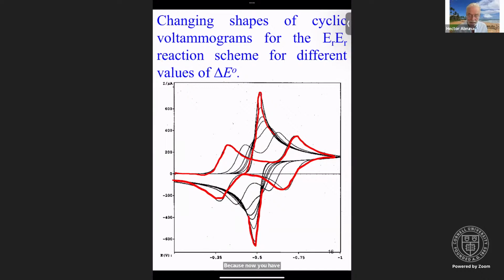Remember that the height is proportional to n to the 3/2. So if you think of this as one electron, these two electrons are basically much higher than just twice that. And then correspondingly, the delta E peak should be 59 over n. If it's two electrons, then it'll be 30 millivolts.